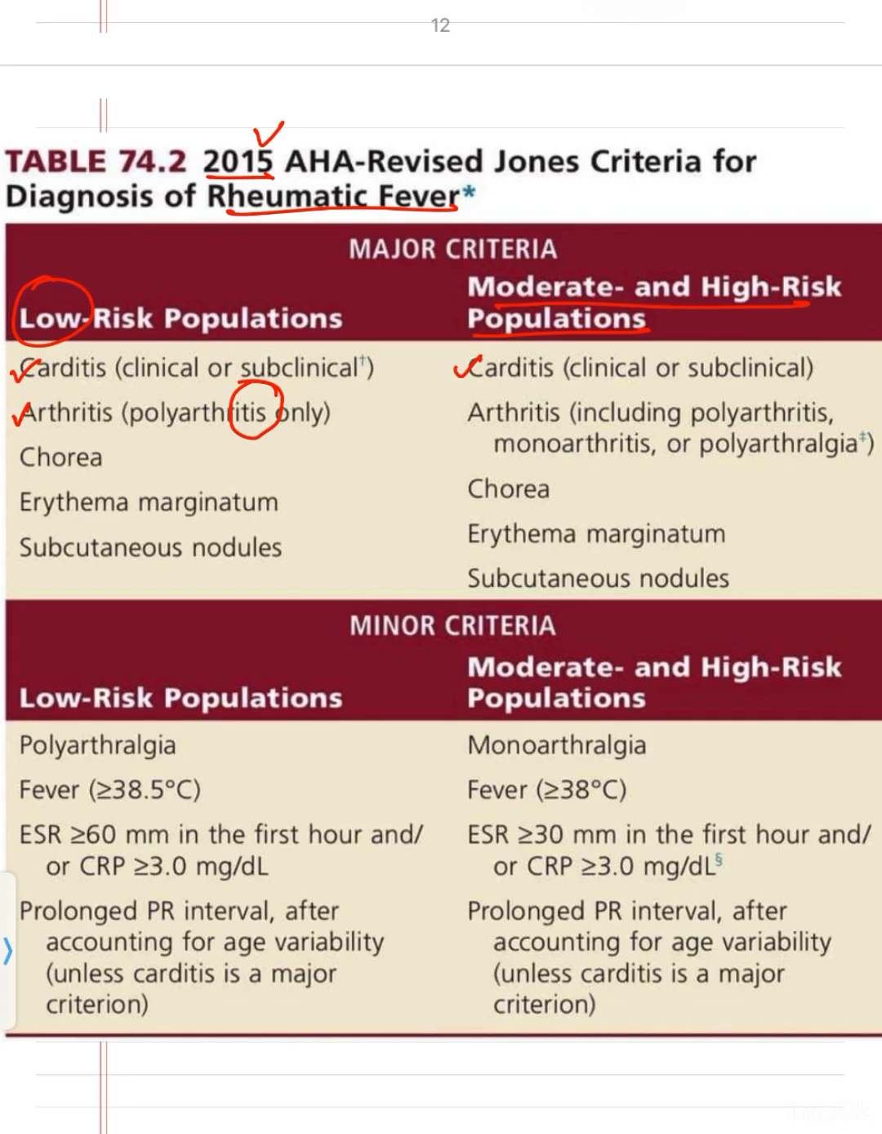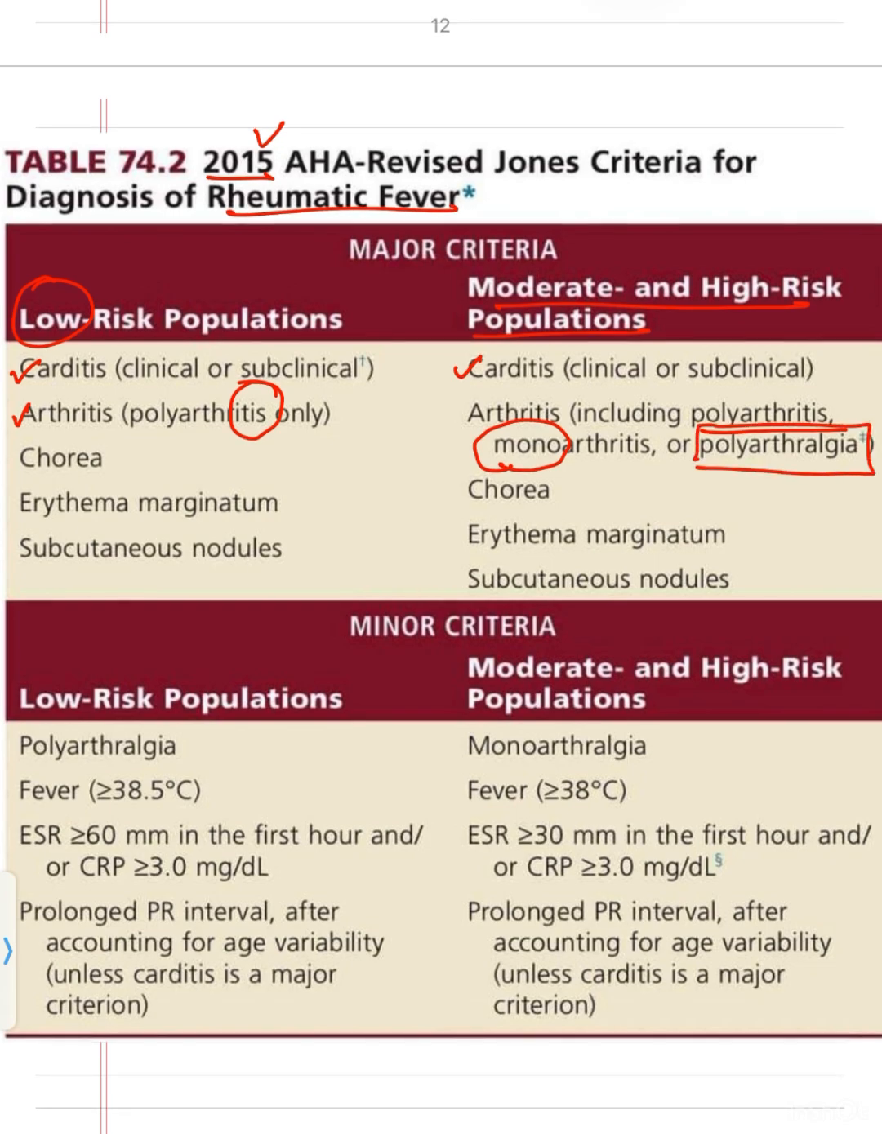But in the case of moderate to high risk, it is not just polyarthritis, it can be monoarthritis, and it is not just inflammation, but only pain can also be one of the criteria. So polyarthralgia is a minor criteria in a low risk population, while polyarthralgia in the moderate to high risk population is a major criteria. So then chorea in both of them, erythema marginatum both of them, subcutaneous nodule in both of them.